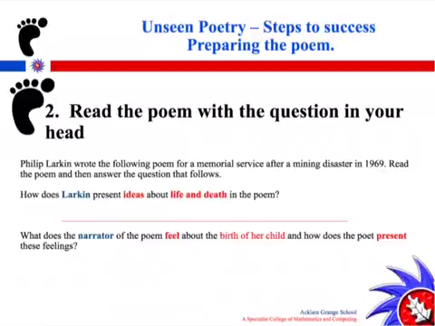Step 2, we've got to then think about reading the poem, but with a question in our head. So we read the question first, step 1, and highlight our focus. We then read the poem without doing any annotations, but we've got the focus in our head as we're going through. So we know we're starting to get an idea of the sort of things we'll start to pick out.